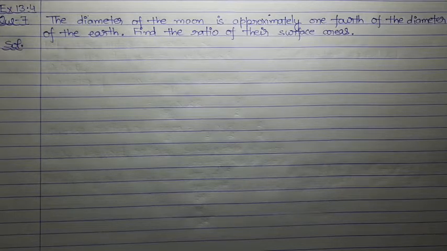Exercise 13.4, question number 7. The diameter of the moon is approximately 1/4 of the diameter of the earth. Find the ratio of their surface areas.